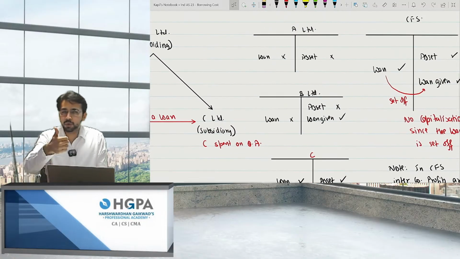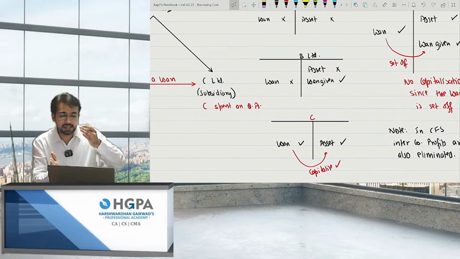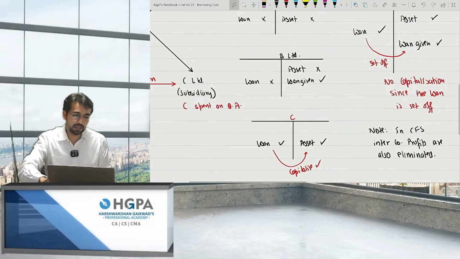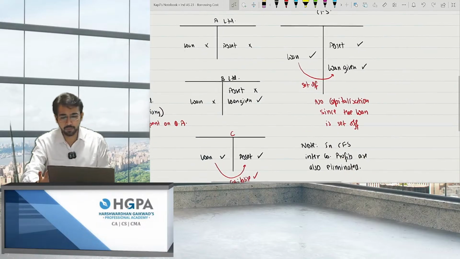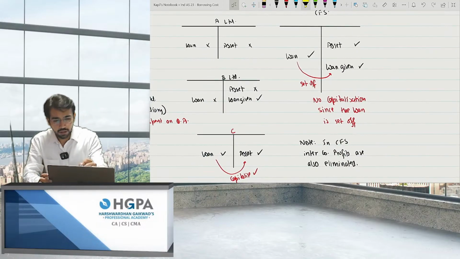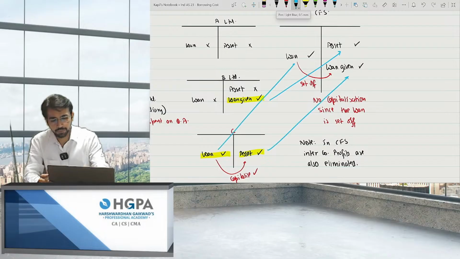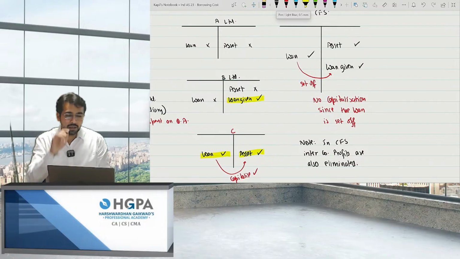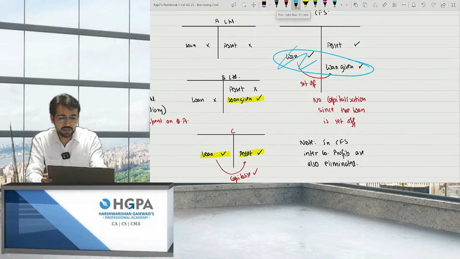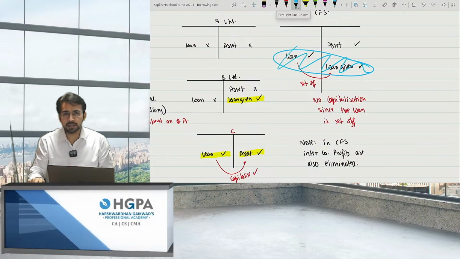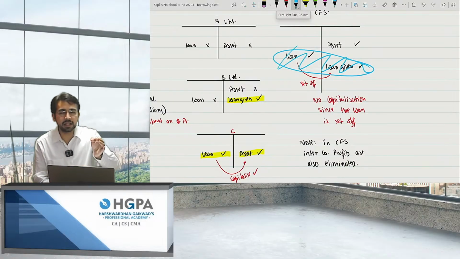That means A does not have a loan, A does not have any asset. B gave the loan but does not have any asset. C has the loan and has the asset. Obviously it can capitalize. But in the consolidated financial statements, the right marks over here, 1, 2 and 3 go over there. Asset and loan. These three, right? Can I say in consolidation, the loan given and the loan taken will get set off. This will be eliminated. That means there is no loan left now. There is an asset, but there is no loan.